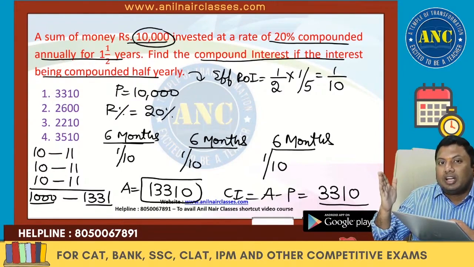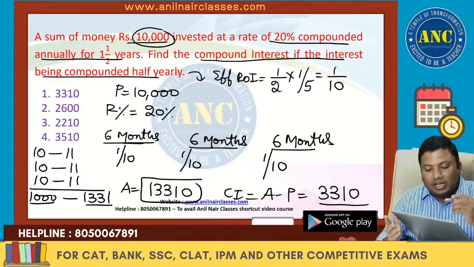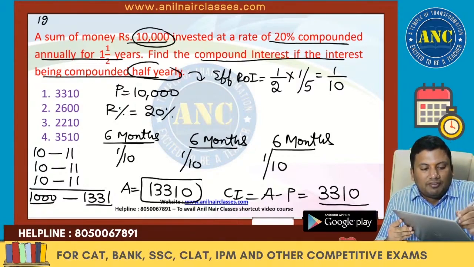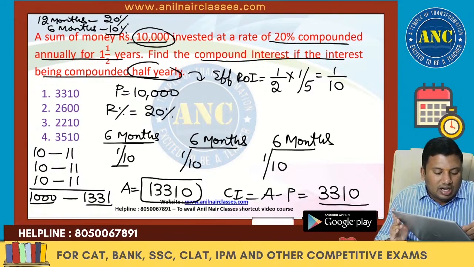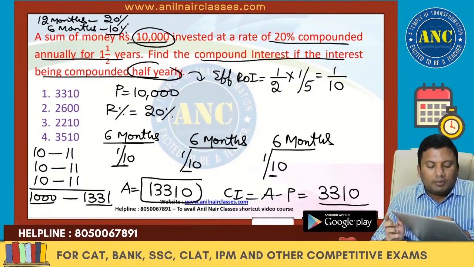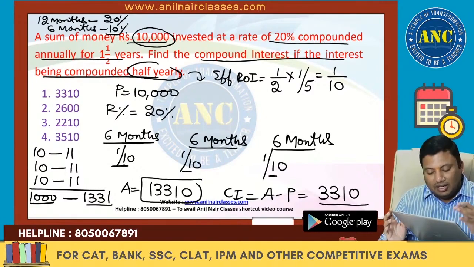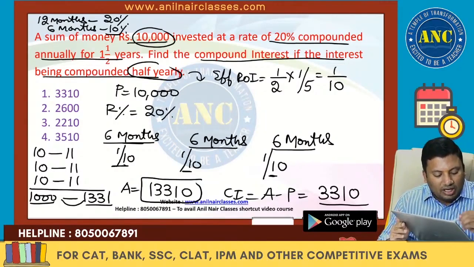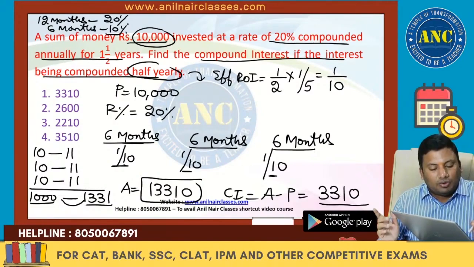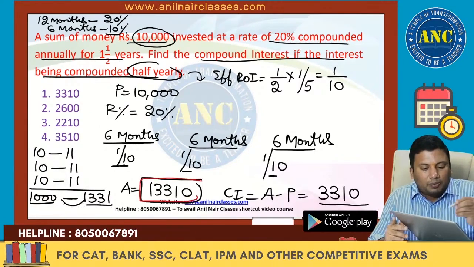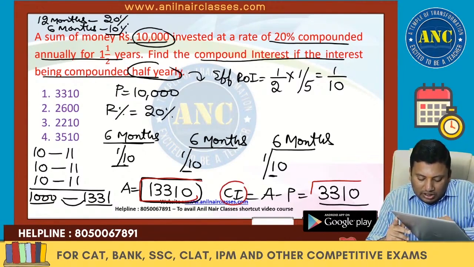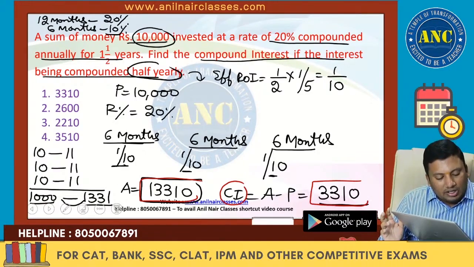For the entire 12 months it is 20%. I need to compound half yearly. Half yearly is 6 months. 1 by 2 of 20% is 10%. For 6 months it is 10%, and 10% is 1 by 10. 10 1 increase 11, 10 1 increase 11, 10 1 increase 11. 1000 is becoming 1331. But according to the question it is 10,000 into 10. So amount is 13310. Principal is 10,000. So the compound interest is 3310.